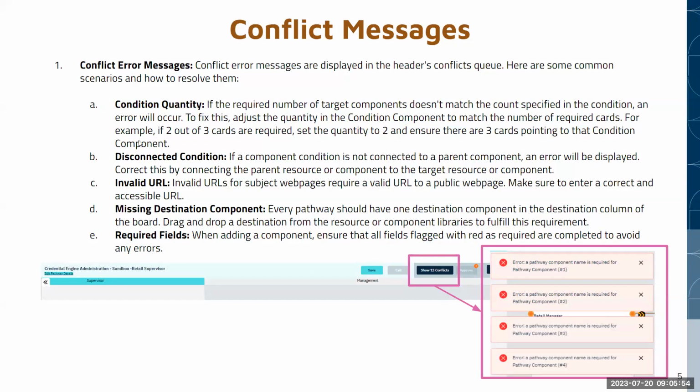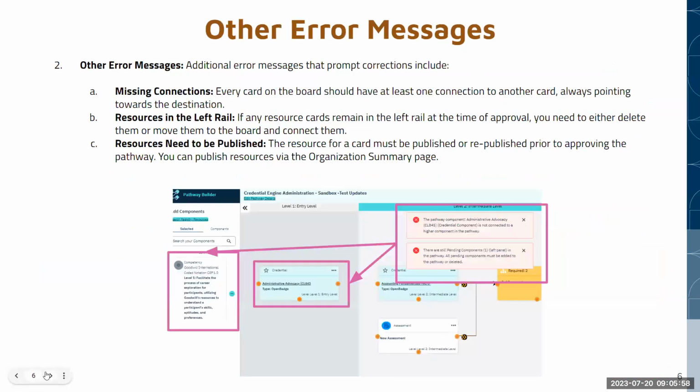And this is the complete list of conflict messages. So let's take a look at the other possible error messages, and we can see that there's 3 other kinds of error messages. Now, these error messages will not fill up the conflict queue. Rather, when you go to click approve, they will simply show on the screen. They'll show in the same format as the conflict messages.